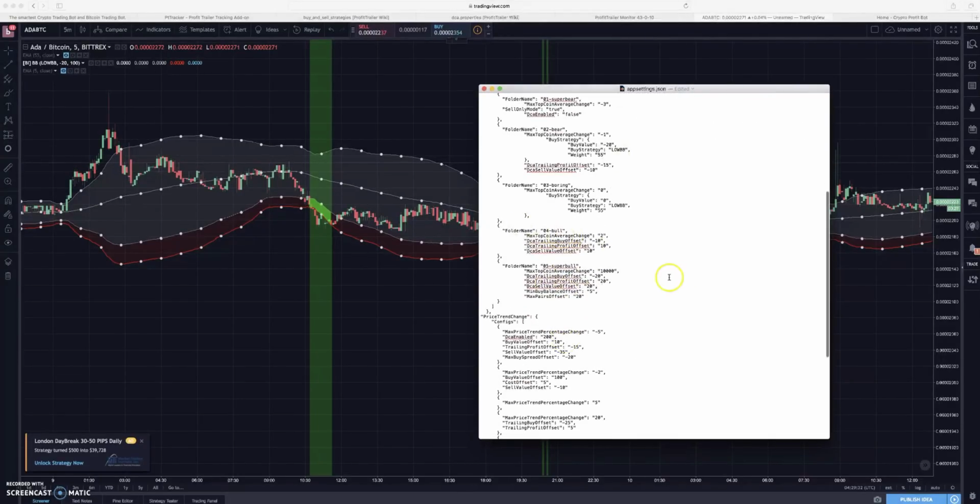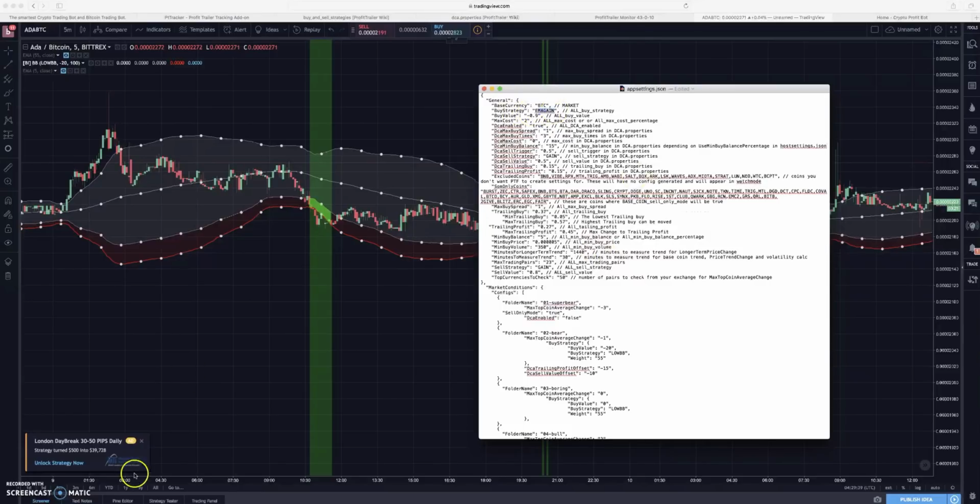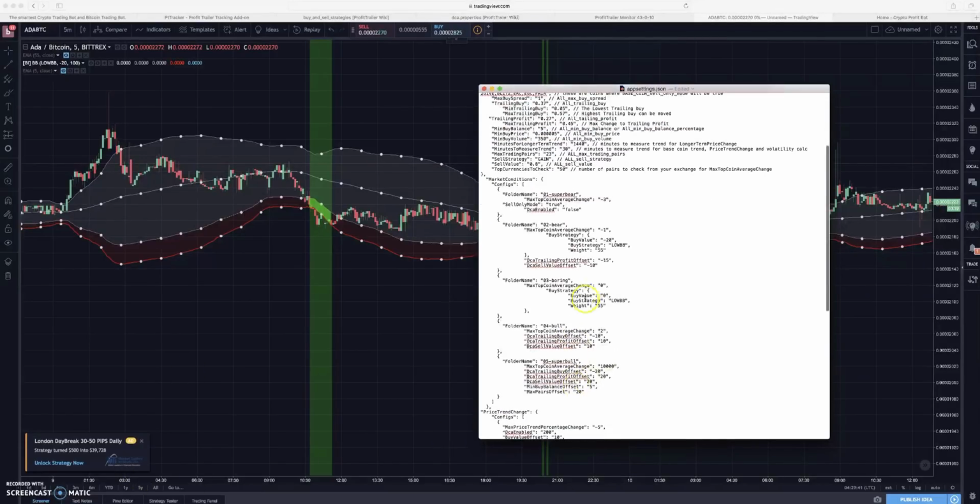You can go to the GitHub and download these settings if you want, but basically I use the bull in the bull folder. It goes up to the EMA gain strategy, and that is what it uses as default if you don't specify a buy strategy down here. So that's basically what I'm using there.